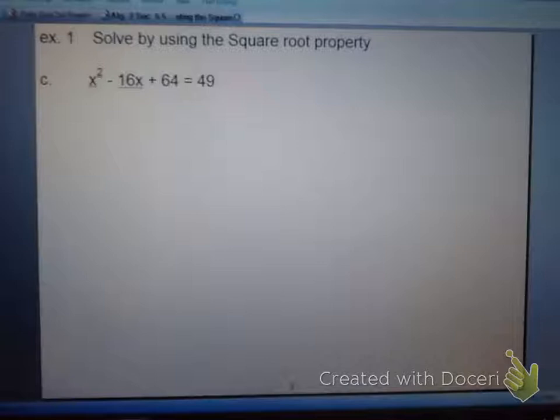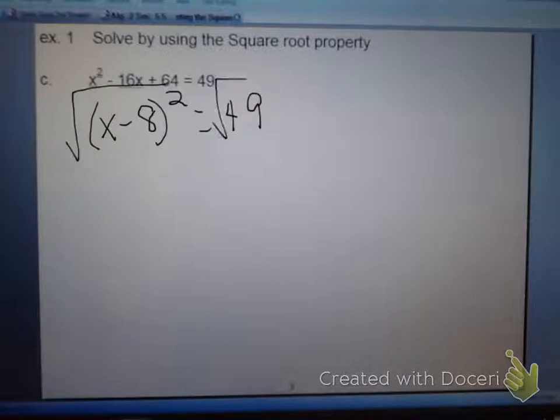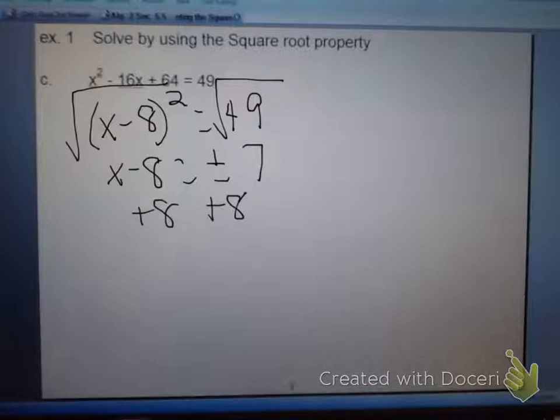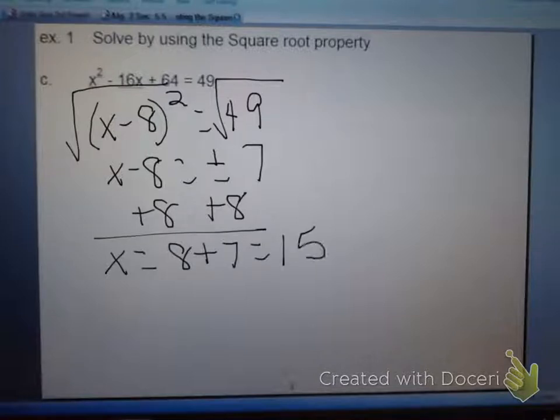1c, again, the left side is a perfect square trinomial. It factors into x minus 8 squared is equal to 49. Take the square root, so that's x minus 8 is equal to plus or minus 7. Add 8 to both sides, split it to say x is equal to 8 plus 7, which is 15, and x is equal to 8 minus 7, which is 1.